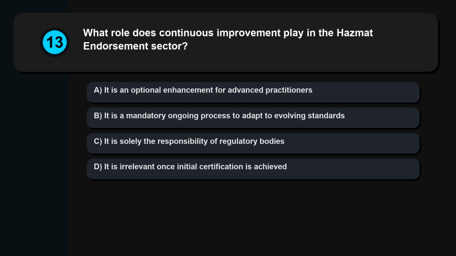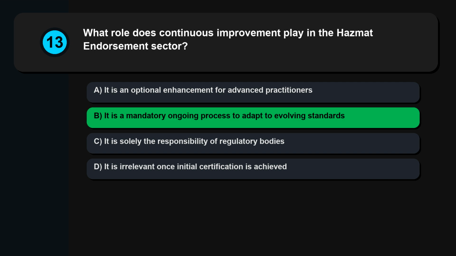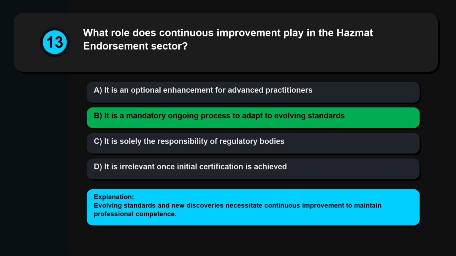Question 13. What role does continuous improvement play in the Hazmat endorsement sector? It is an optional enhancement for advanced practitioners. It is a mandatory ongoing process to adapt to evolving standards. It is solely the responsibility of regulatory bodies. It is irrelevant once initial certification is achieved. Evolving standards and new discoveries necessitate continuous improvement to maintain professional competence.